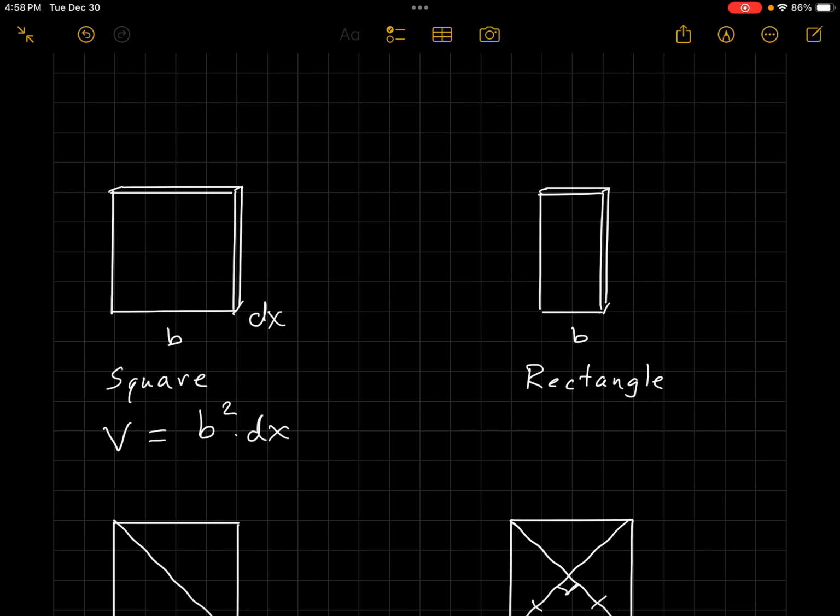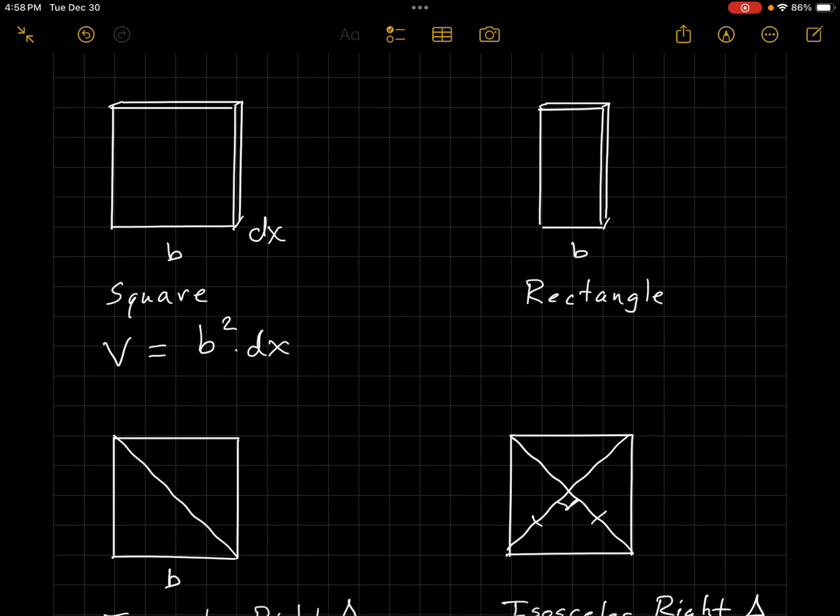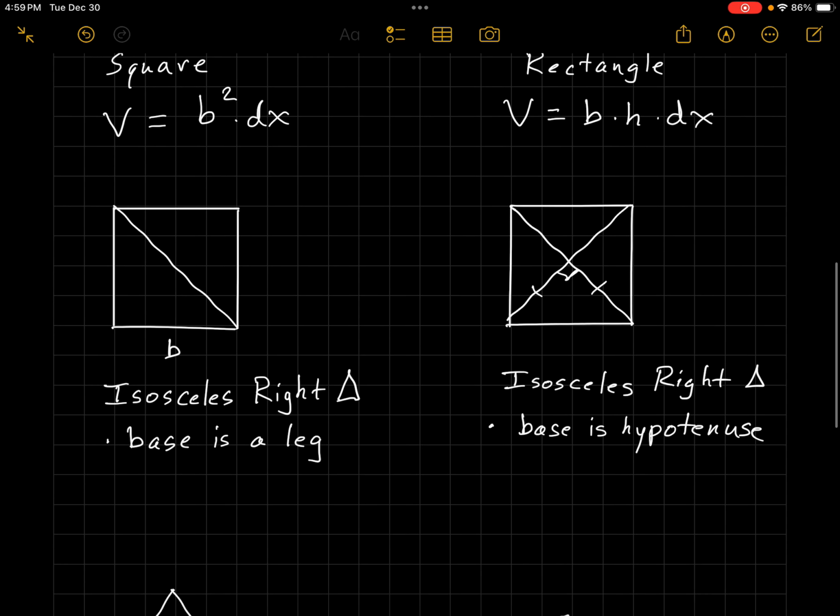Another relatively common shape to be asked is a rectangle. Now, we all know that the volume of a rectangular prism is base times height times width. In general, the height is given. It could be something like the height is twice the base, or it could be something like the height is x. We will see specific examples in our next video. But let's continue with four more common shapes that you might see.